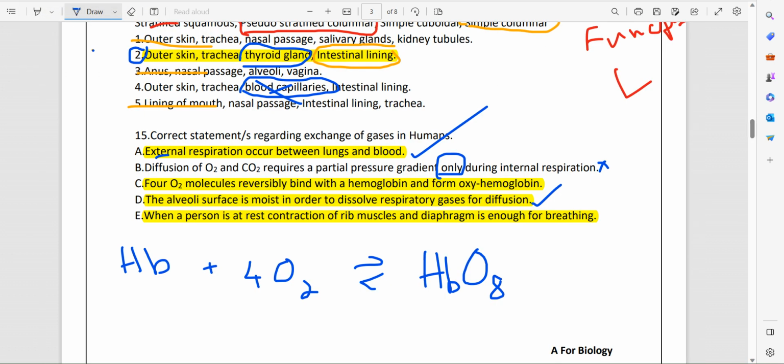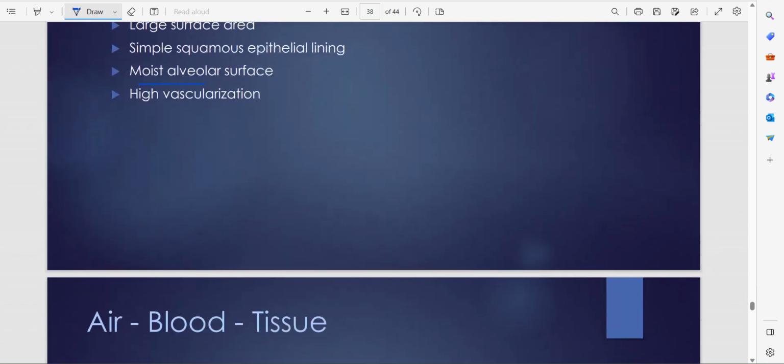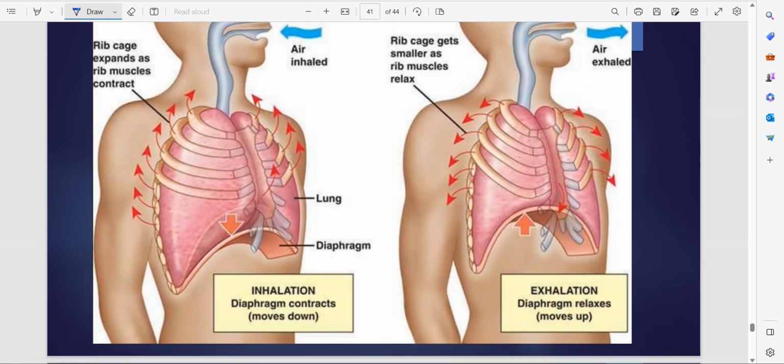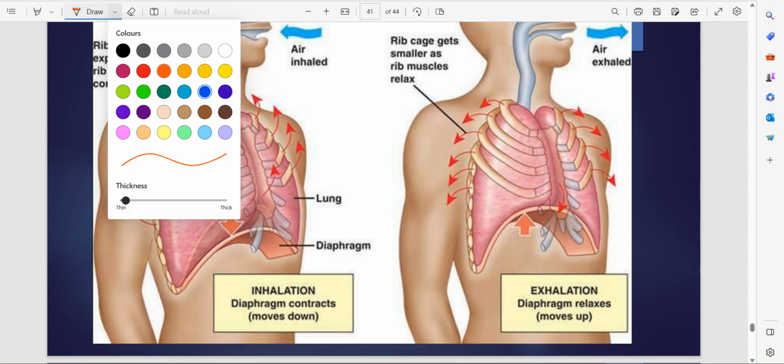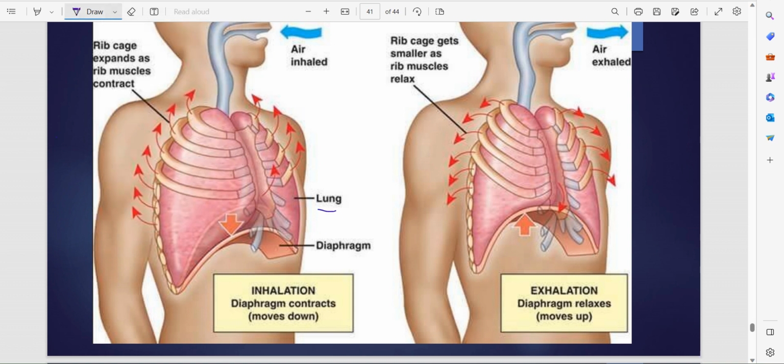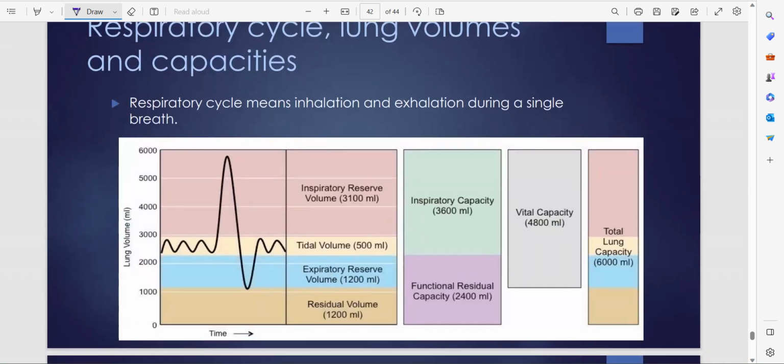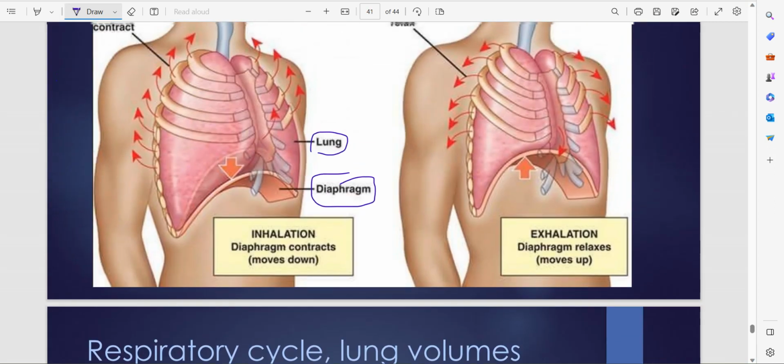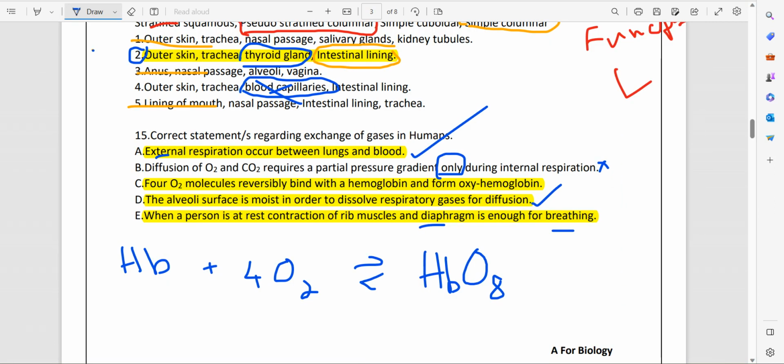The last one, when a person is at rest, contraction of the rib muscles and diaphragm is enough for breathing. Yeah. If the person is doing exercises or working out, running or whatever, then they need some extra support, and they use the muscles of the neck, back and chest in those cases. That's why when we are running or after running, we feel like the whole body is contracting and relaxing for breathing. So they use not just the rib muscles and diaphragm for breathing, but also all the other muscles like the muscles of the neck, back and chest.